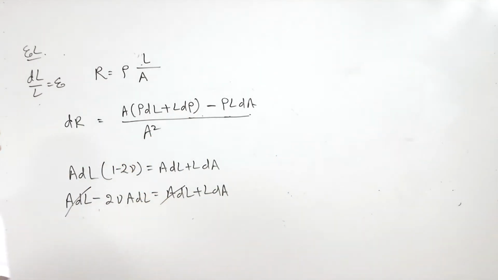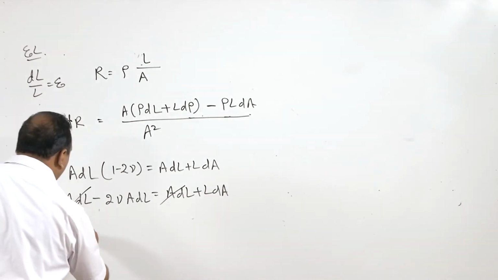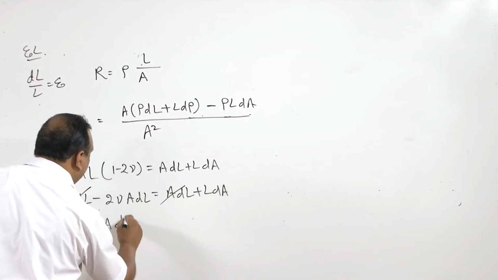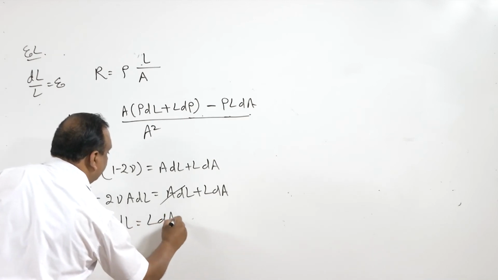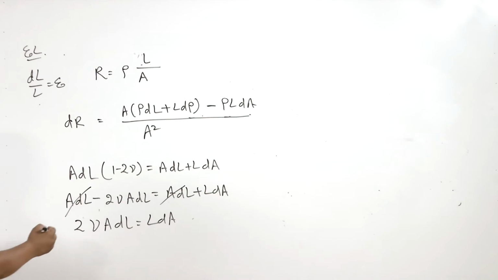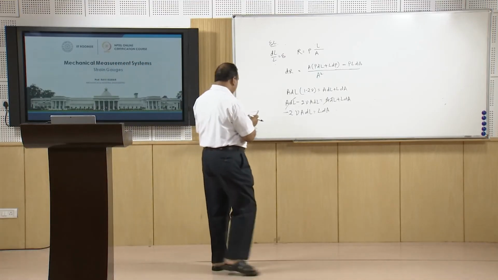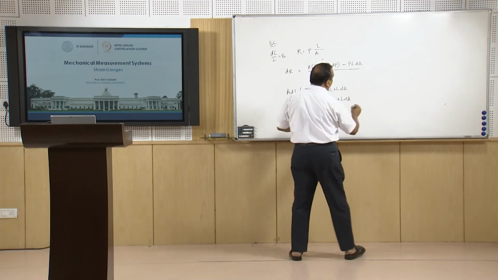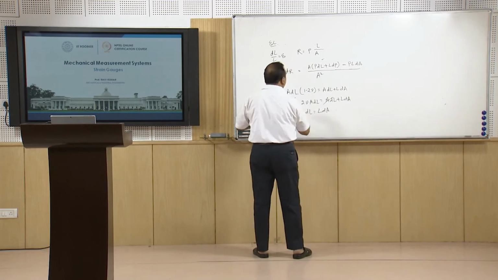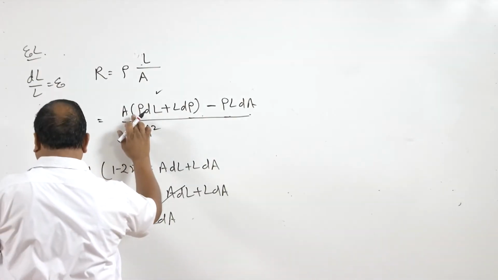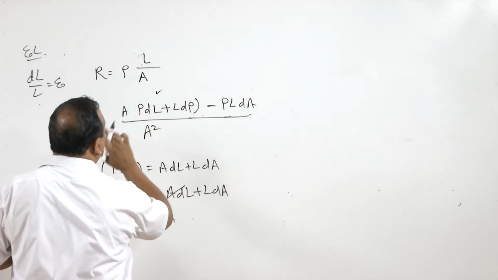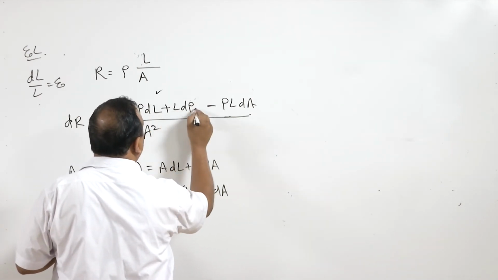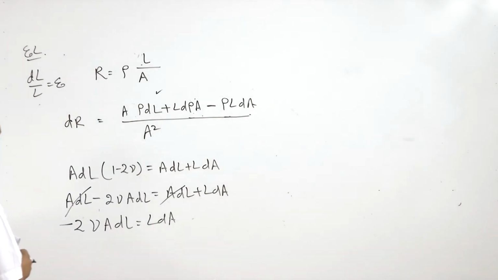ADL and ADL will be cancelled out, and we can say that 2 nu ADL is equal to LDA minus. Okay. Now, after this, we will put this value here in this expression, and we will get dr as A rho dl, this A rho dl plus this multiplied by A, right, minus rho LDA.